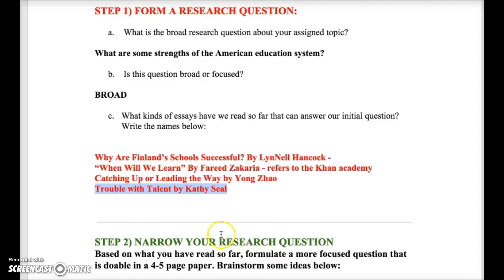So I highly recommend that you guys use what you already know, because you need 5 different sources. You're going to need to be looking for sources in the database and online, but you can also use some of the articles we've read because you have their background knowledge for you at this point.